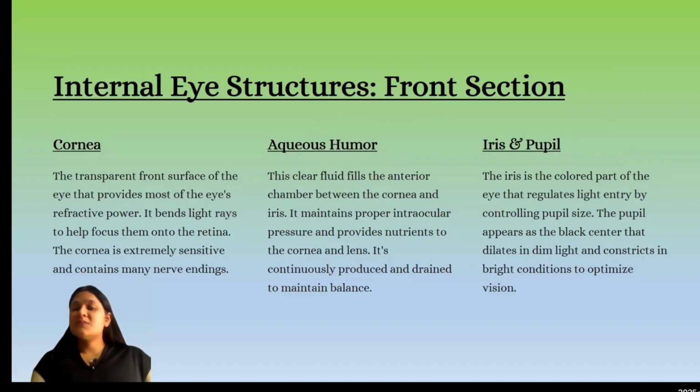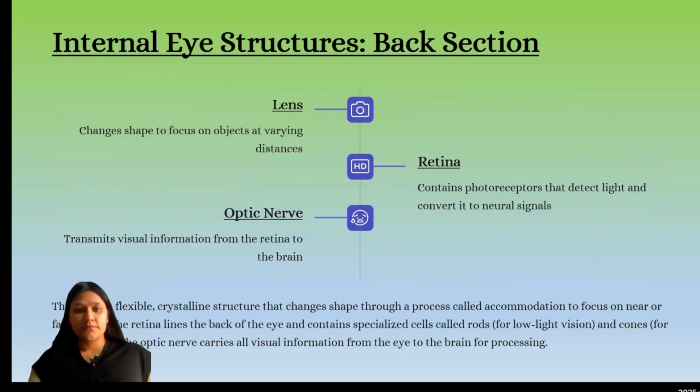The iris is the colored part of our eye, and it regulates light entry by controlling the pupil size. Definitely you all know that our pupil constricts if there is more light in the eye, and in dark conditions it is dilated. Got it? So I hope you all understood these things about optimization of vision.